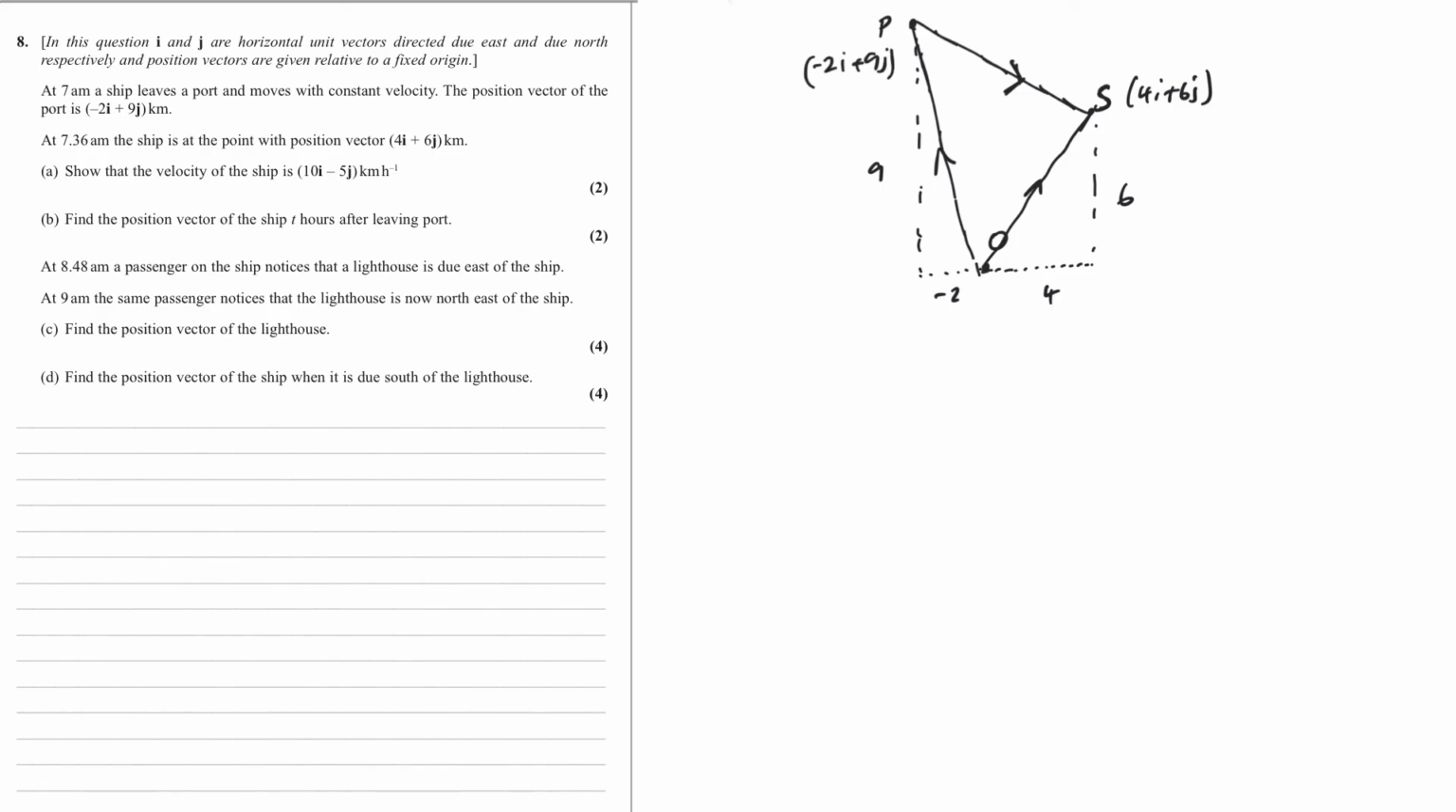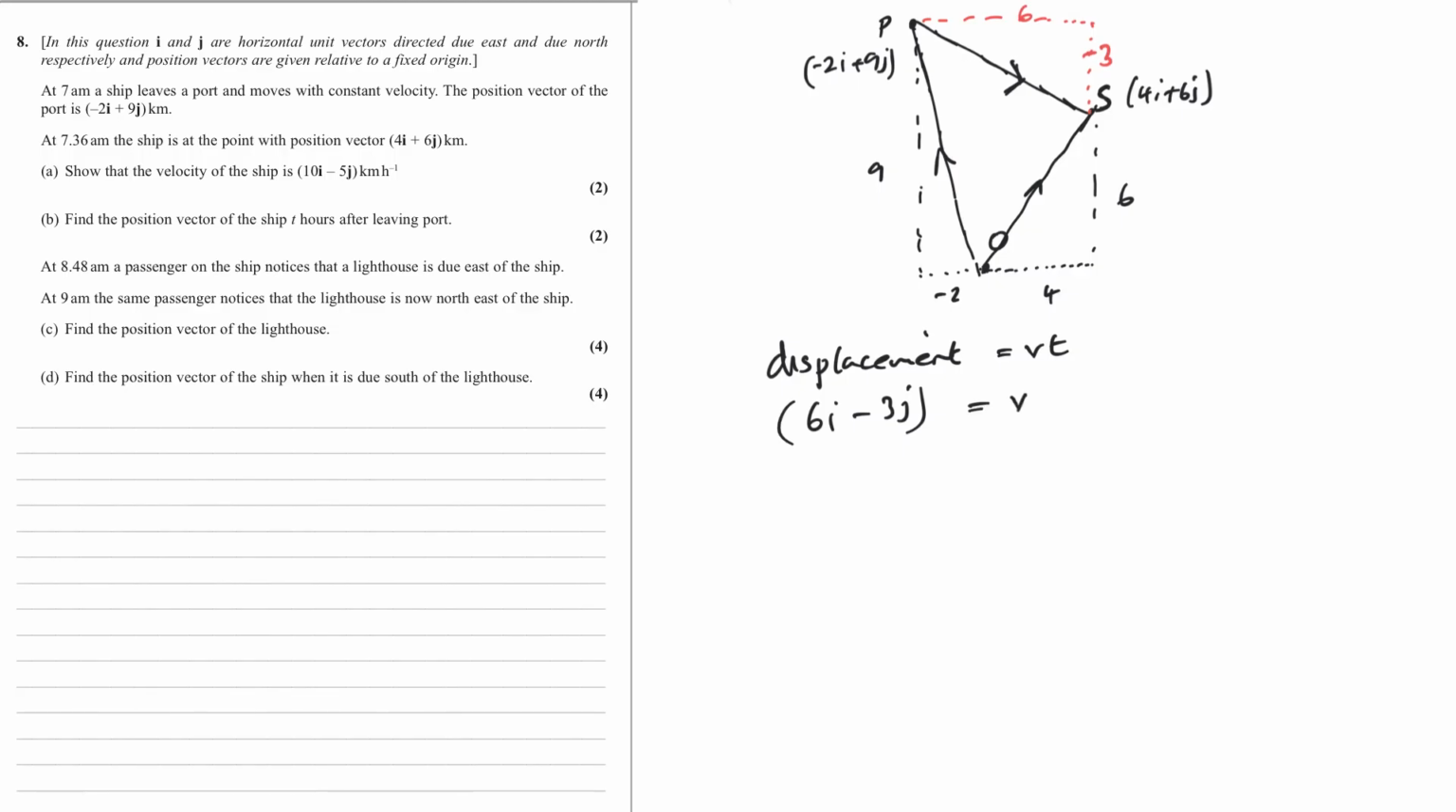So what I want to think is, how far have I travelled? Well, from my diagram, it's quite easy to see, isn't it? We've travelled from -2 to 4, so we've travelled 6 across and 3 down. Okay, and this is what I'm going to use. So I'm going to use displacement equals velocity times time. So my displacement here is 6i minus 3j.